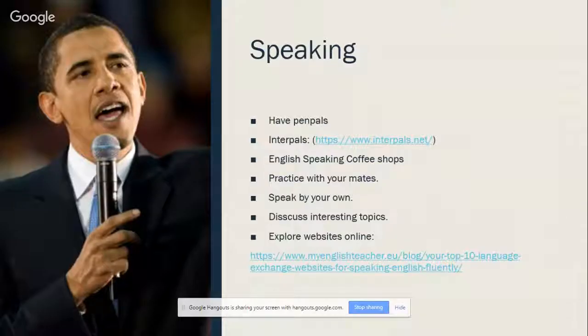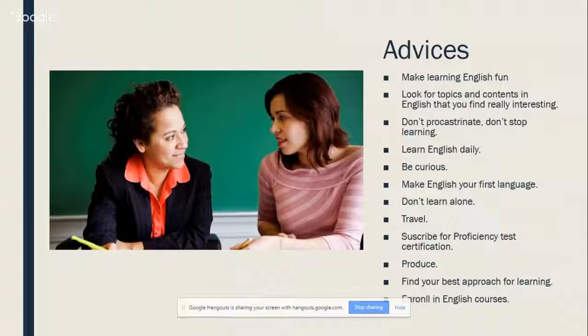Okay. So if you don't mind, we can go with the next one. Yes. This one is more like advice for learning in general. The first one is make learning fun. I think it is the best way to learn. When you just learn for fun, you are hungry for learning more, instead of getting bored and thinking, I don't want to learn more, it is so boring. So just look for things that make you feel good learning English.